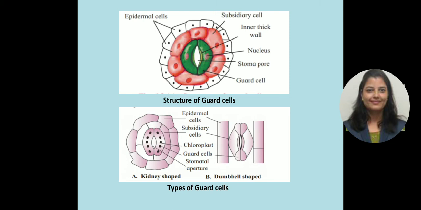In the below diagram you can see the types of guard cells. In diagram A you can see kidney shapes, which are present especially in dicot plants, and the dumbbell shapes of guard cells are present in monocot plants.